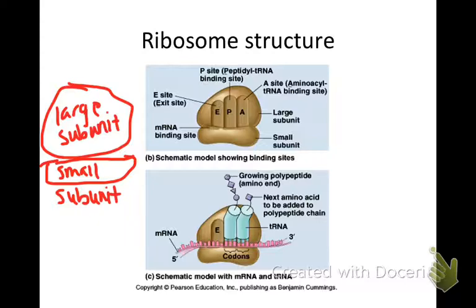That A, P, and E site, that's just to show you that, hey, ribosomes have very complicated places. I'm not going to ask you that. If you want to know, the P site is the binding site for the polypeptyl tRNA. E is the exit site, but I'm not going to ask you to know that.